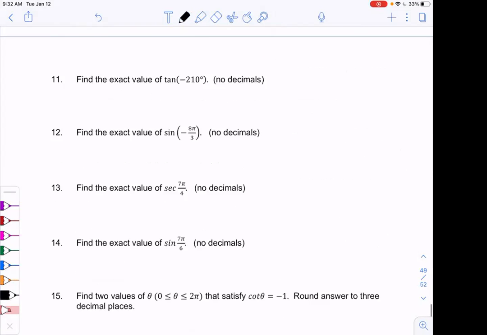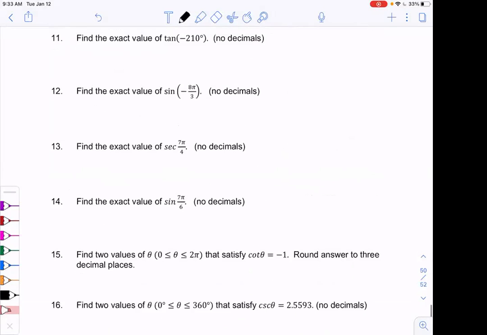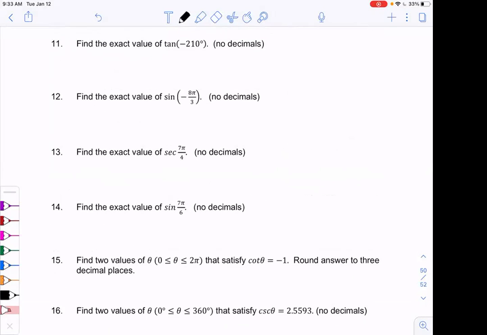So as I said, the answers are on the bottom of the page. Tomorrow we'll go over questions and just kind of review for Friday's test. So I will see you guys on Tuesday actually, next Tuesday.